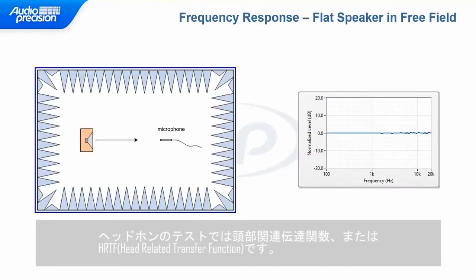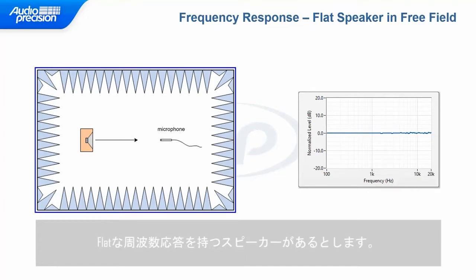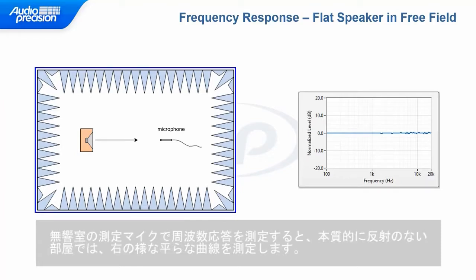An important concept in headphone testing is the head-related transfer function, or HRTF. Suppose we have a loudspeaker with a flat frequency response, for example, if it was equalized flat. If we measured its frequency response with a measurement microphone in an anechoic chamber, a room with essentially no reflections, we would measure a flat curve like the one on the right.